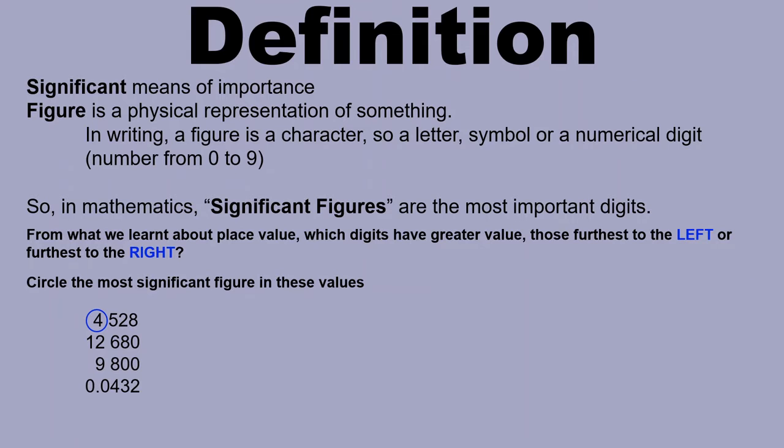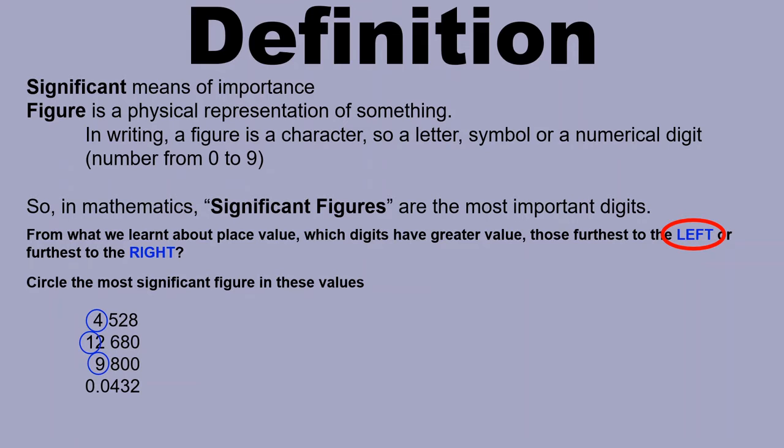For 12,680, the 1, which is in the ten thousands position, is the most significant. For 9,800, the 9, which is in the thousands position, is the most important. Hopefully you can see here that it's always the digit that is further to the left that is of the highest place value, so it's the most significant. Make sure you get that down for your notes.